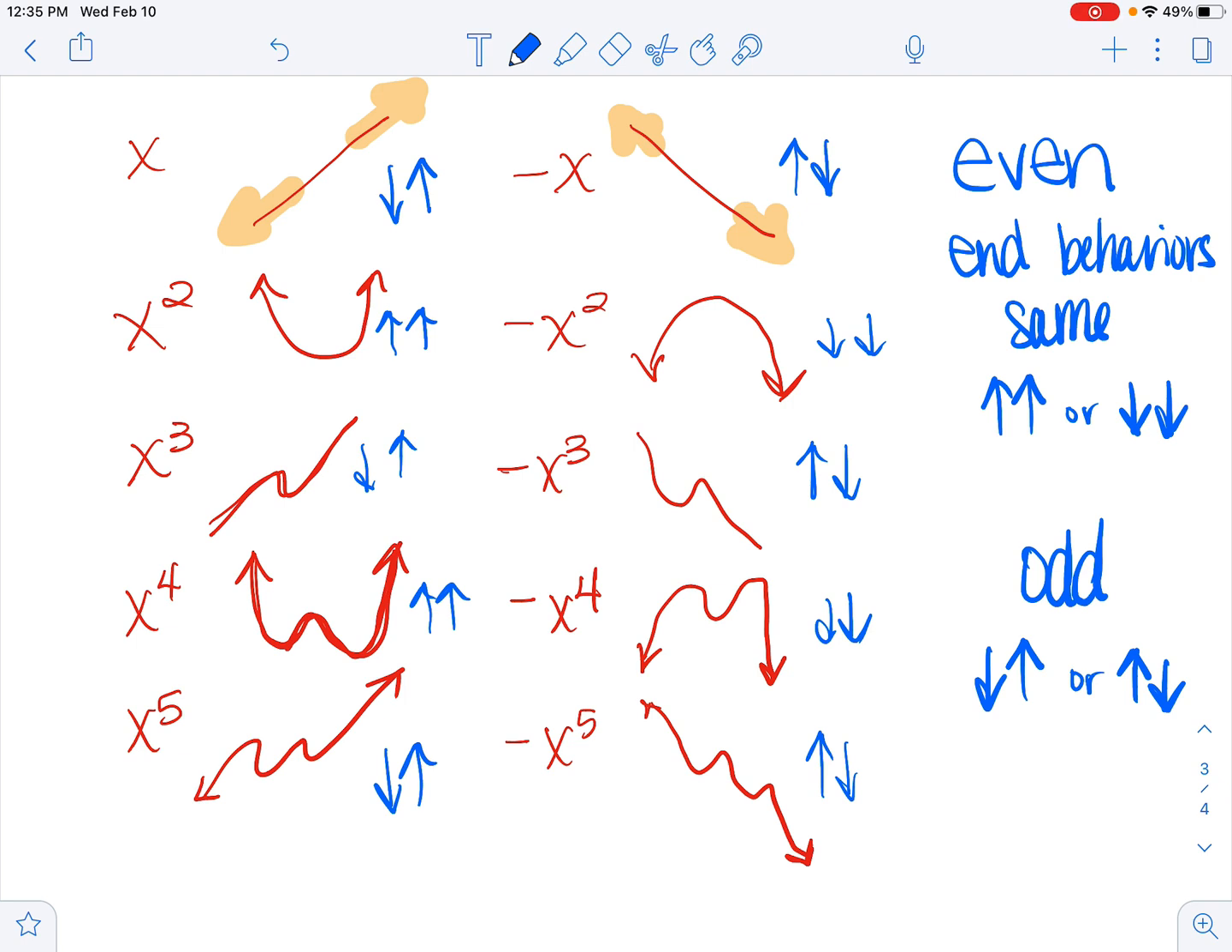So you should be able to look at a graph. You should be able to look at an equation and determine the end behaviors. So this is not a difficult thing. But it is something that's very, very important.